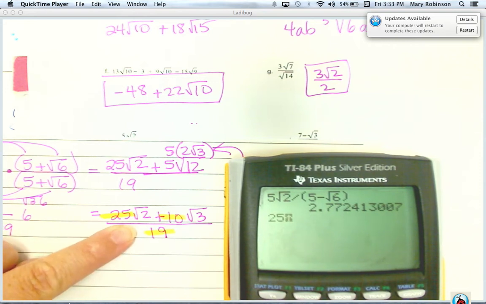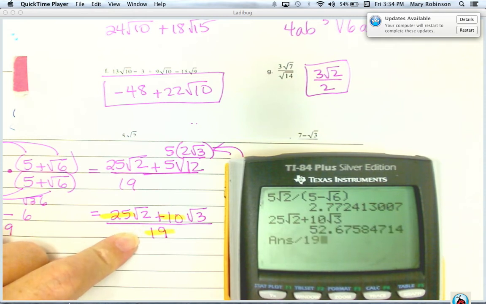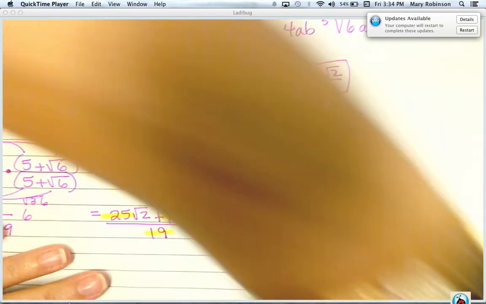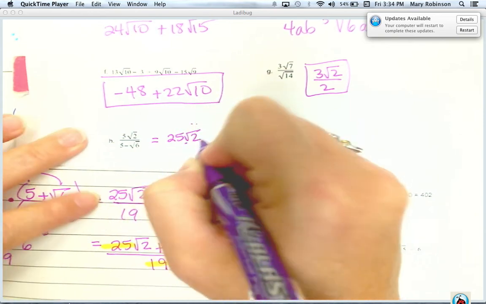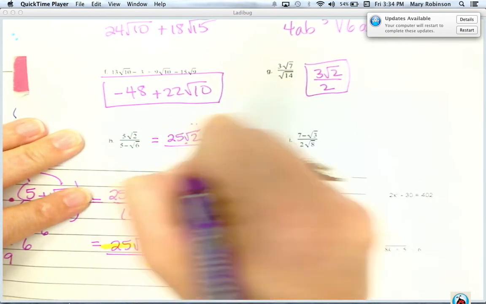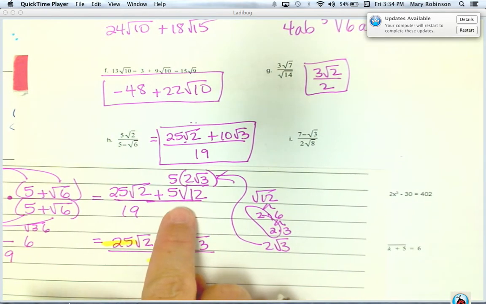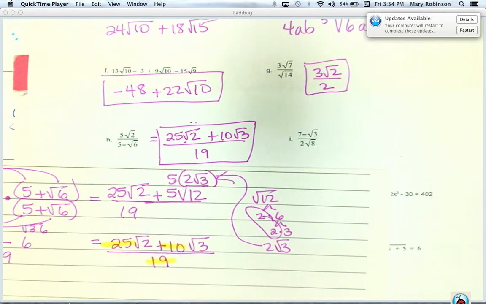We got 25 square roots of 2 plus 10 square roots of 3. Hit enter and divide by 19. And notice that these two answers do match. Therefore, we know our answer is correct. So H is 25 square roots of 2 plus 10 square roots of 3 all over 19. Keep in mind, though, if you typed in this answer here, it would be equivalent, so you would get the same decimal answer, but you would get it marked wrong because the square root of 12 was not simplified.